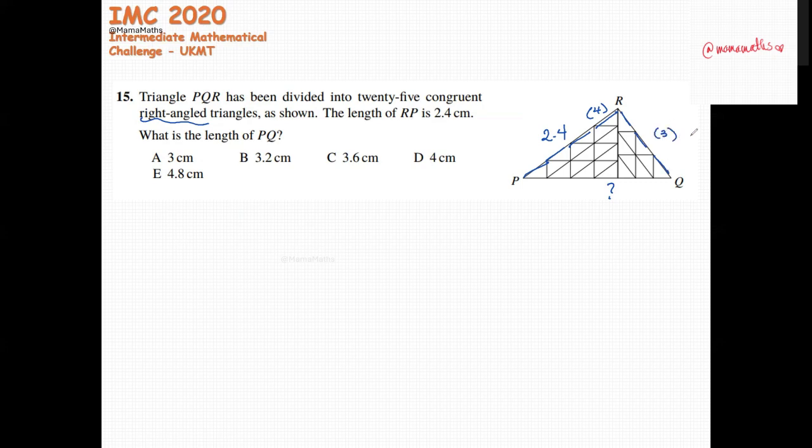Now, if you notice, PRQ is a right-angled triangle. Why? Because for these small triangles, if you sum up this angle and this angle, it is equivalent to 90 degrees. So this side is equal to this side, and this side is equal to this side. So this sums up to 90 degrees. Now, it is a right triangle.